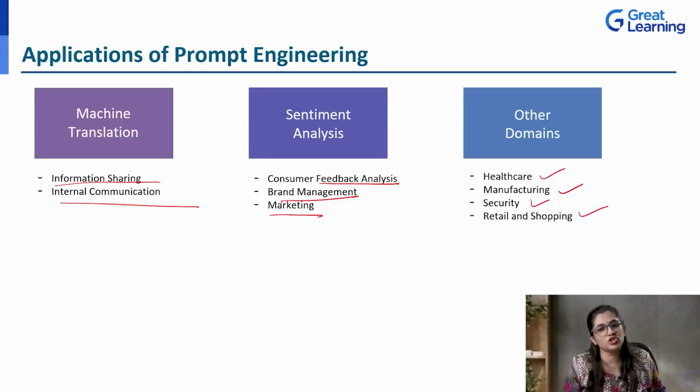Last is retail and shopping, that is, e-commerce. On your OTT platforms or shopping, e-commerce sites like Myntra, different websites, Amazon, they can use generative models to take in all these things, and you prompt, okay, I want this, and it helps you with retail and shopping. So these are the various applications for prompt engineering.